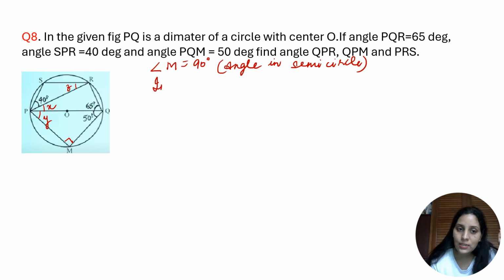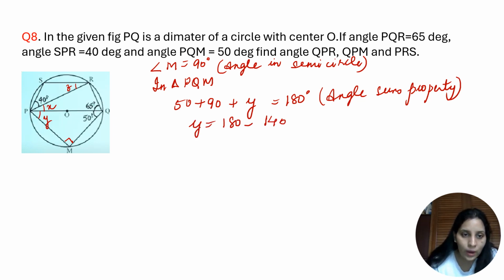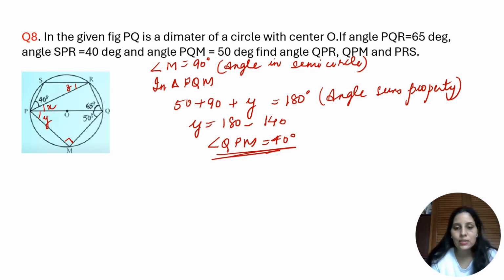Now, considering triangle PQM, I'm given two angles. The third one can be easily calculated. 50 plus 90 plus y is equal to 180 degrees, angle sum property. So from this, y is 180 minus 140. What is y? QPM. So angle QPM is 40 degrees. Correct? Now, how do we do the next part?